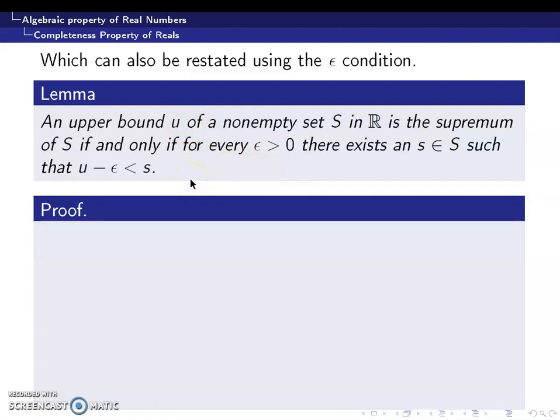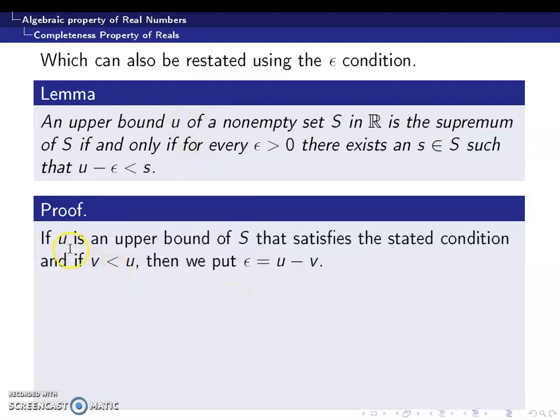So in the first case, you have to assume that U is the supremum, and then you have to prove that in between U minus epsilon and U there exists an element in the set. And in the second case, if for every epsilon greater than 0 there exists an element s which is in between U minus epsilon and U, we should be able to prove that U is a supremum.